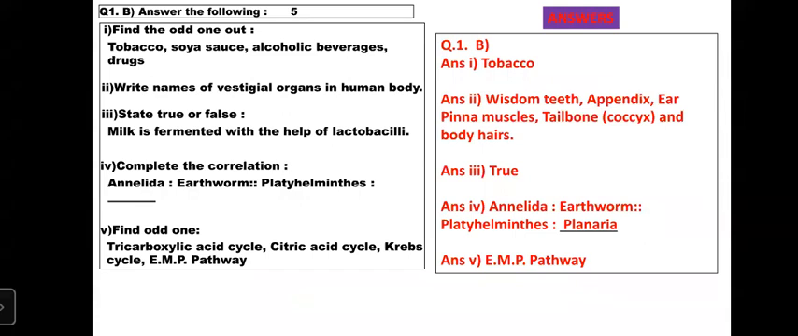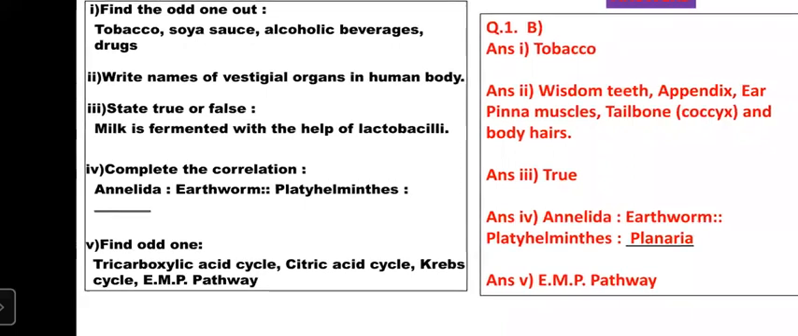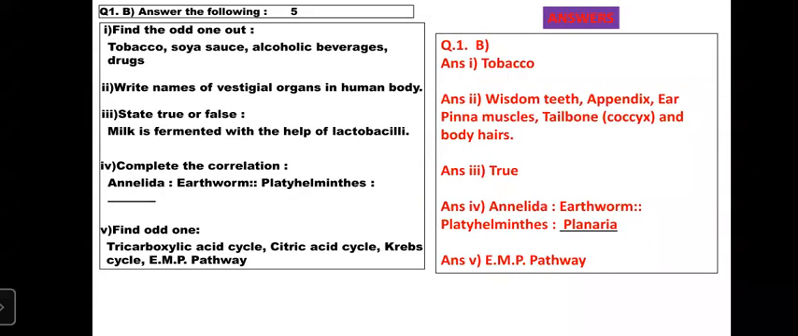Answer the following. Now again, students, here 5 objective type questions are asked. It can be odd one out, true or false, match the following, answer in one word, answer in one sentence, name the following, complete the correlation. Such types of objective questions are asked. So again here, question number 1B is for 5 marks.